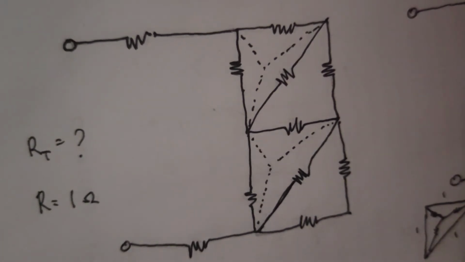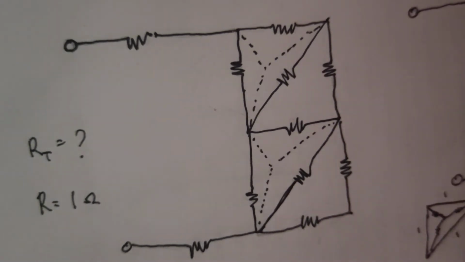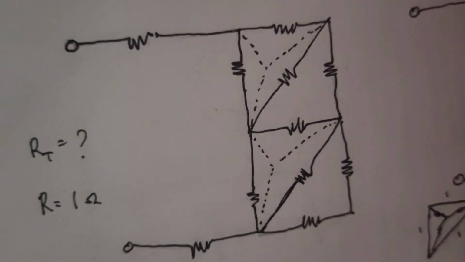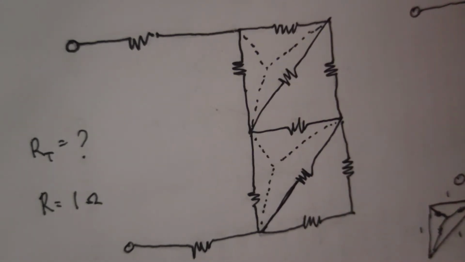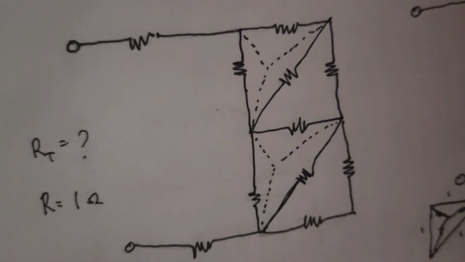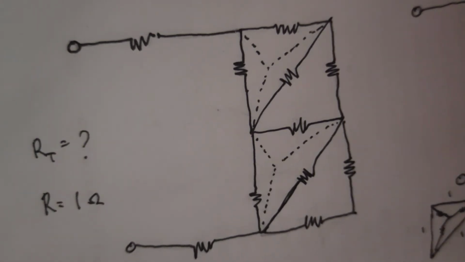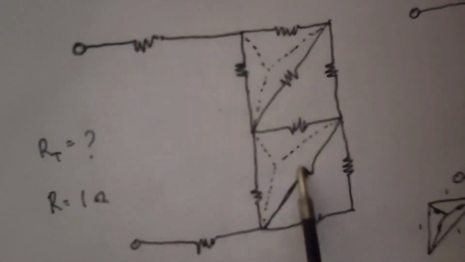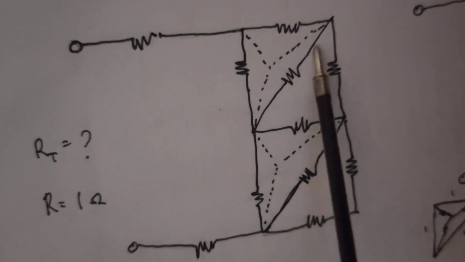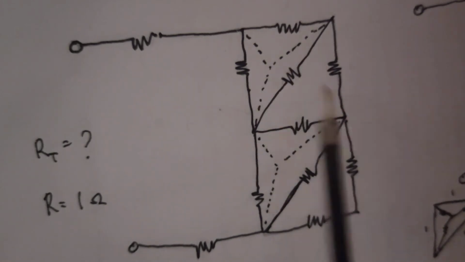So in number 1, we're asked to find the total resistance of the given resistor ladder network as shown, given that every resistor is equated to 1 ohm. So what I first did was to simplify the circuit by making this delta formation here and here a Y formation.